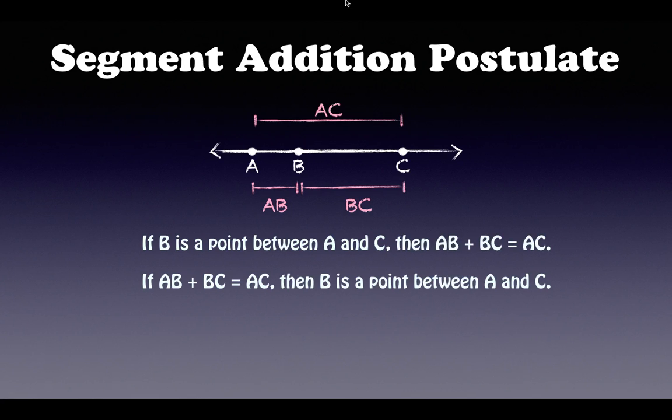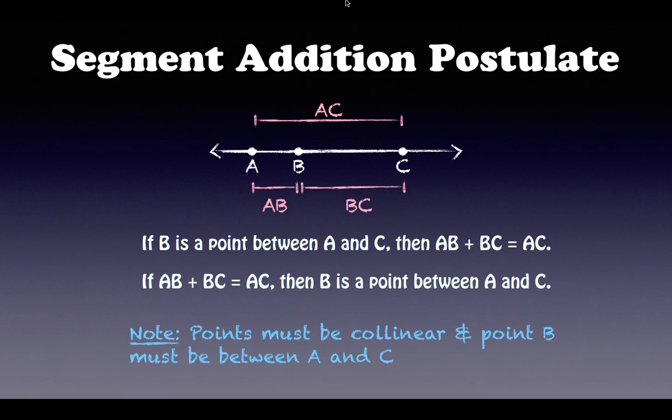The segment addition postulate. If a point B is between A and C, then AB plus BC is equal to AC. The converse of this statement is as follows. If AB plus BC is equal to AC, then we can say a point B is between points A and C. At the bottom, I put a note that these points must be collinear and that point B must be in between A and C for these statements to be accurate.